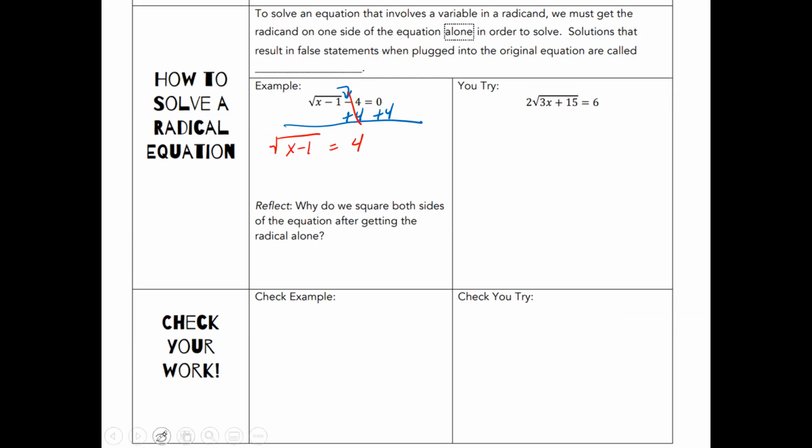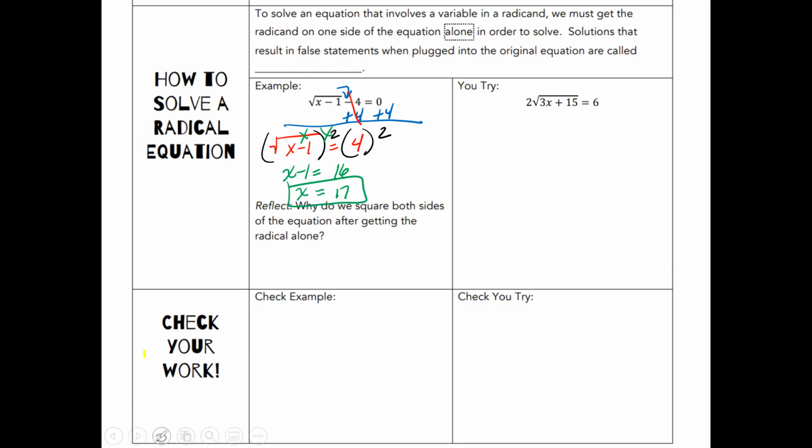Then you want to get rid of that square root. What is the opposite of a square root? It is a square. So your square root and your square cancel, and then you have x minus 1, which is free now. 4 squared is not 8, it's not 4 times 2. It's 4 times 4, which is 16. And then the opposite of a -1 is a +1. So what's 16 plus 1? It's going to give you 17.